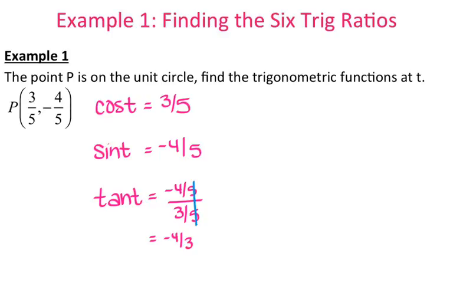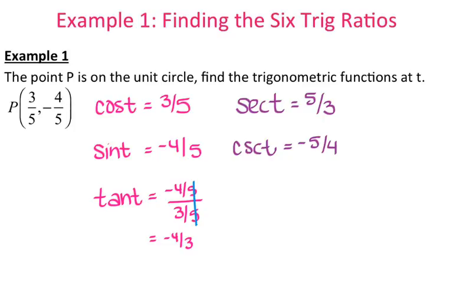Since I know cosine, sine, and tangent, I can find secant, cosecant, and cotangent. Cosine matches up with secant. Try not to make the mistake of matching cosine with cosecant, because those two aren't reciprocals of each other. Since cosine is 3/5, secant is 5/3. Sine gets matched up with cosecant, and since sine is negative 4/5, cosecant is negative 5/4.